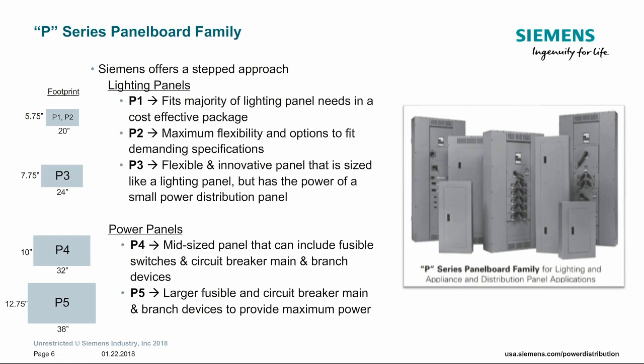And while it's still sized like a lighting panel, it actually has the power more like a small power distribution panel. So as we step up out of our lighting panels into our power panels, you also see another decent size increase. But moving on to P4, we have more of a mid-sized panel board that can include fusible switches and a circuit breaker main, as well as branch devices. Then jumping up in footprint to P5, we have the largest panel board that we offer at Siemens, and this includes also our largest availability for fusible and circuit breaker mains and branch devices to provide maximum power to our customers.